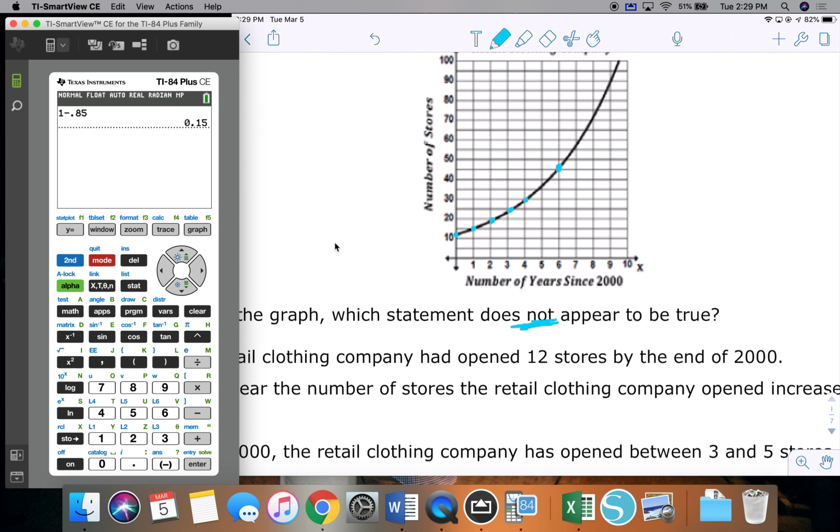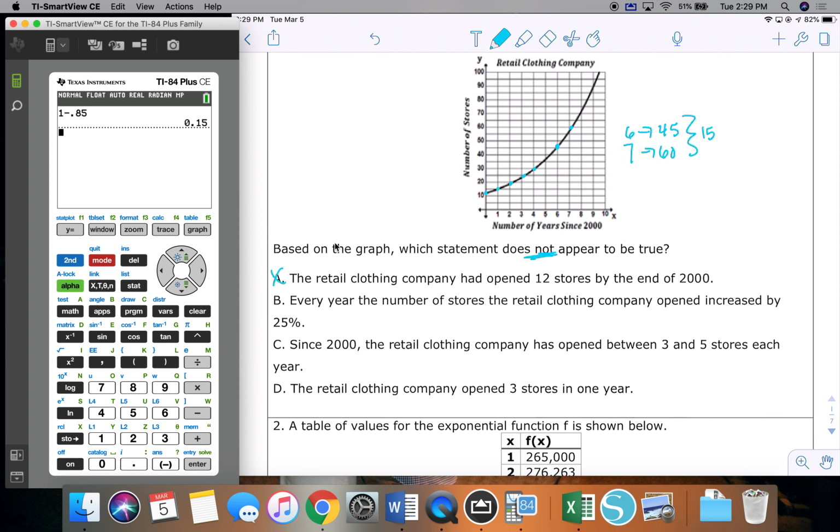So like year 6, they opened, let's say, 45. And then year 7, they're up to almost 60. Well, that's a 15 store difference, which is not between 3 to 5 stores. So that one's obviously wrong. And then part D, they opened 3 stores in 1 year. Well, yeah, that's true. So from year 0 to 1, they did that. So that's where if you're not sure about something like answer choice B, go see if one of them is obviously wrong.